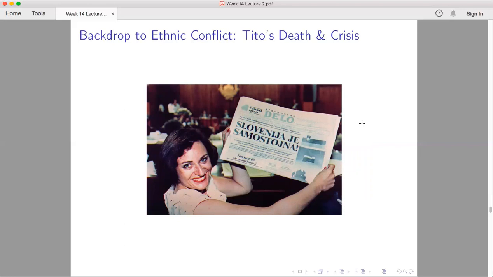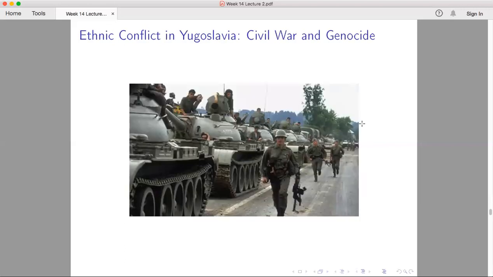Now, Slovenia basically achieves its independence somewhat peacefully. There's a 10-day war between Slovenia and Serbia, but in general, Serbia is willing to let Slovenia go. But what it is not willing to do is let Croatia go, or Bosnia go, which is another state that wanted to become independent. And so what we ultimately get is a civil war in Croatia and a genocide in Bosnia around these ethnic tensions.